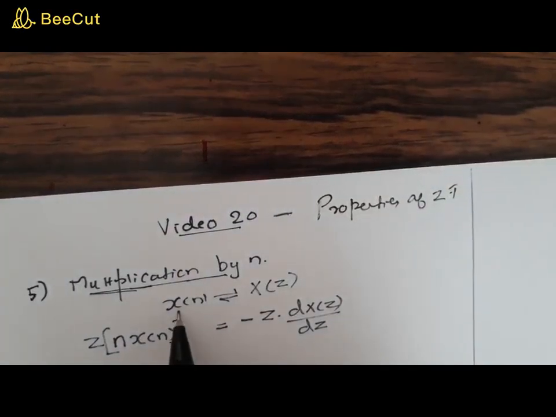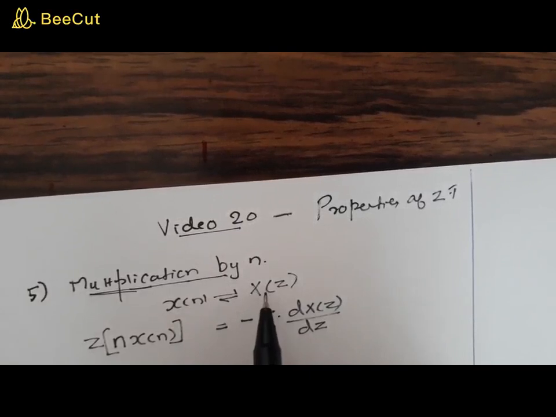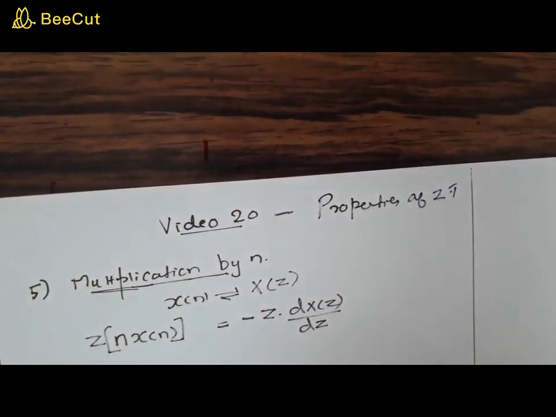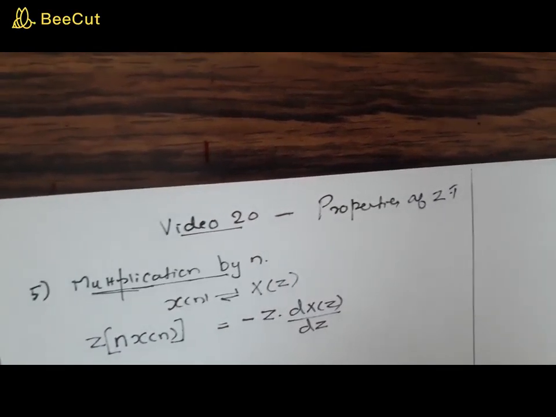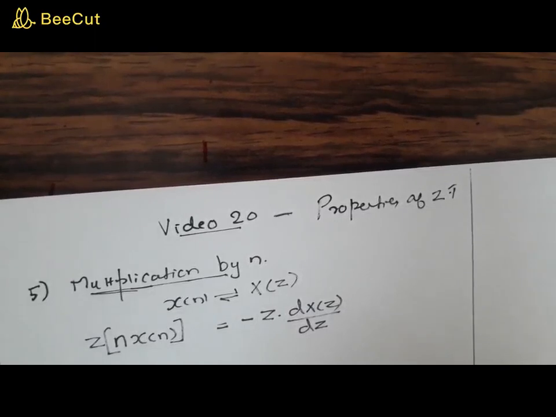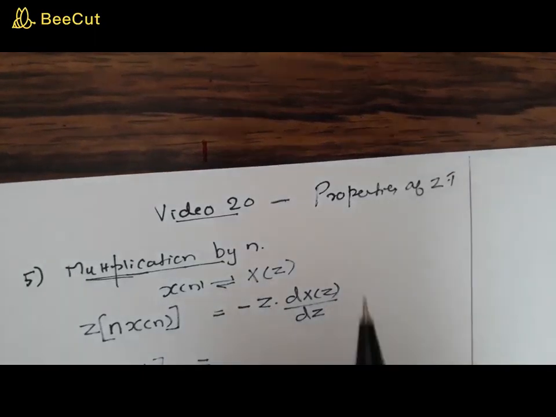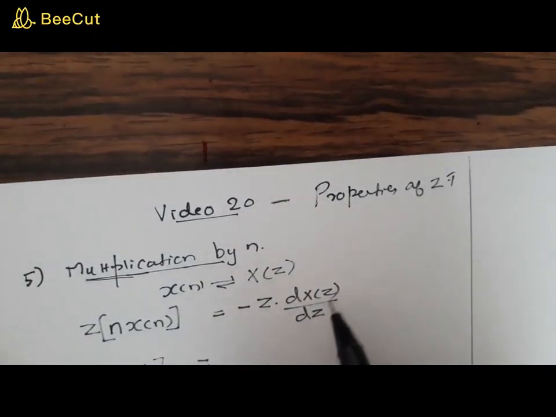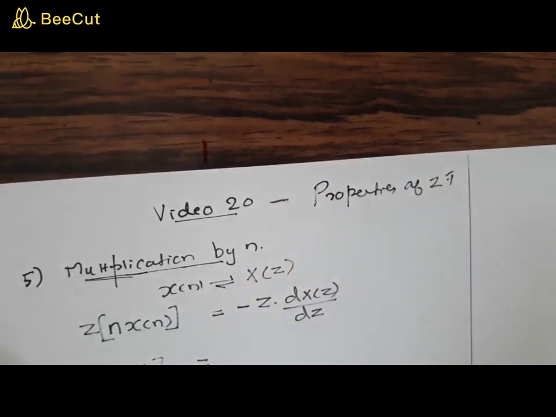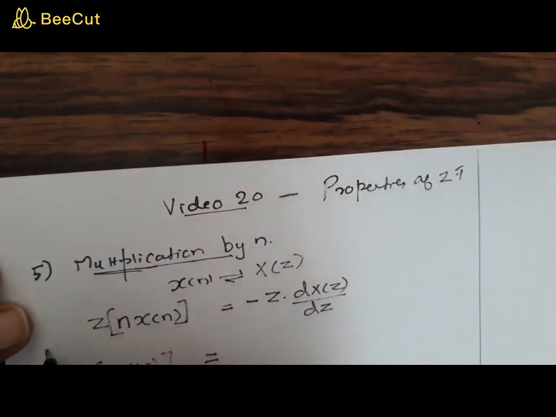Even though x of n is discrete, its frequency domain is continuous in nature, just as in the discrete time Fourier transform. We have seen that even though it is the Fourier transform of a discrete time signal, the transform is continuous. So similarly X of z is also continuous, and because of that you can have an operation like dX of z by dz. Now how to prove it?